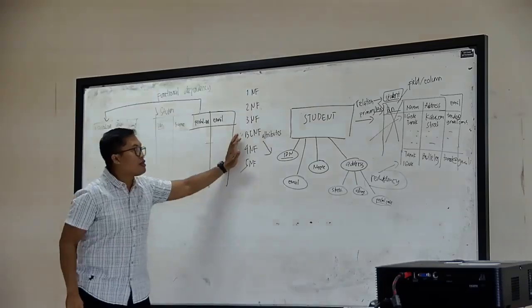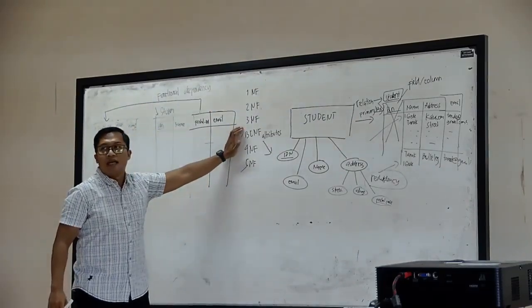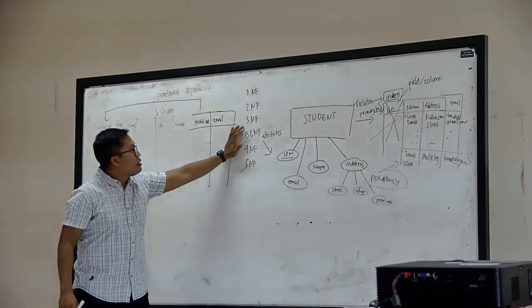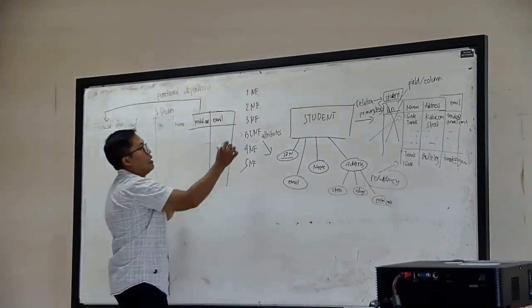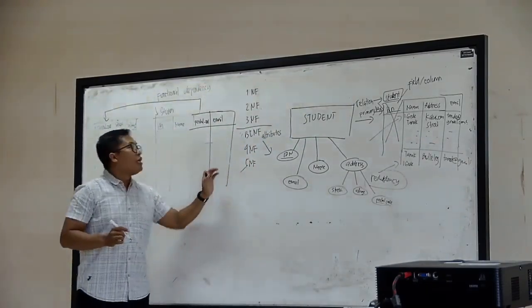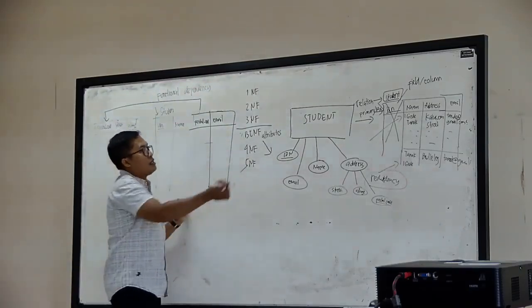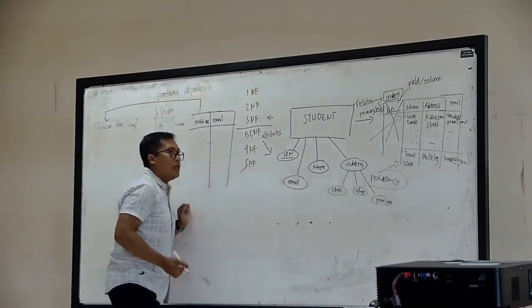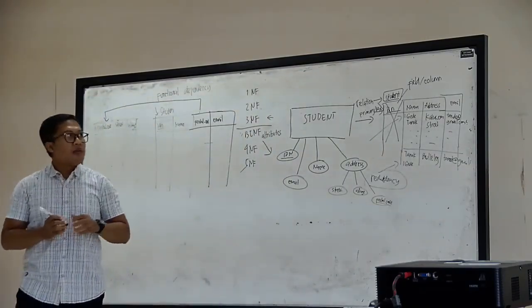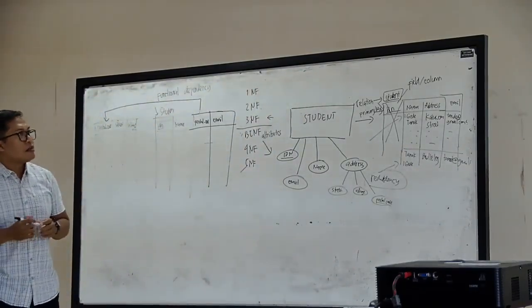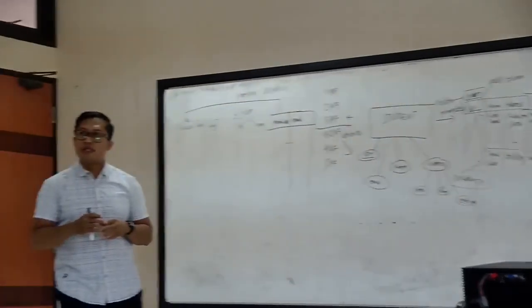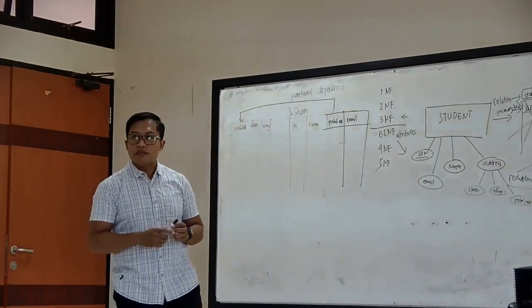But you don't need to worry because we only discuss until the third NF. Okay, because in third NF the table is in an effective or efficient normal form.